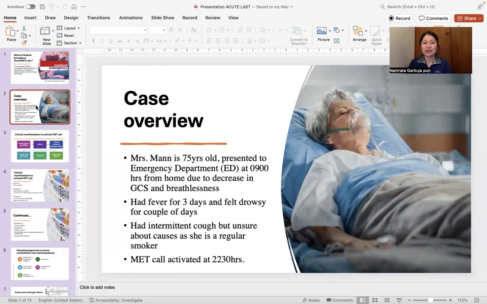Today in our presentation, we are going to talk about Mrs. Mans. She's a 75 year old lady. She presented to ED at 9 o'clock in the morning from home due to decrease in GCS and breathlessness. She also had a fever for 3 days and felt drowsy for a couple of days. She also had an intermittent cough, but she was unsure about the cause of the cough because she is a regular smoker. Then the med call was activated by the team at 10:30.